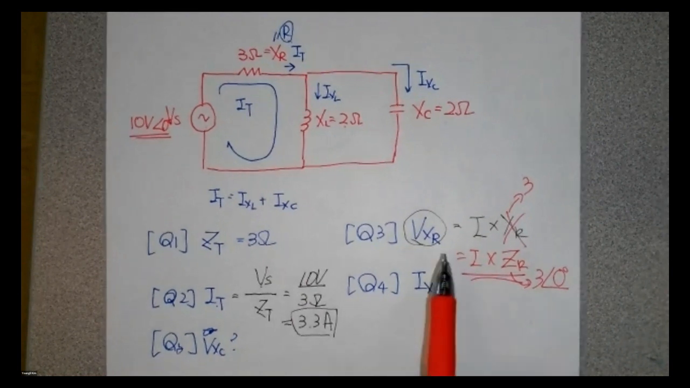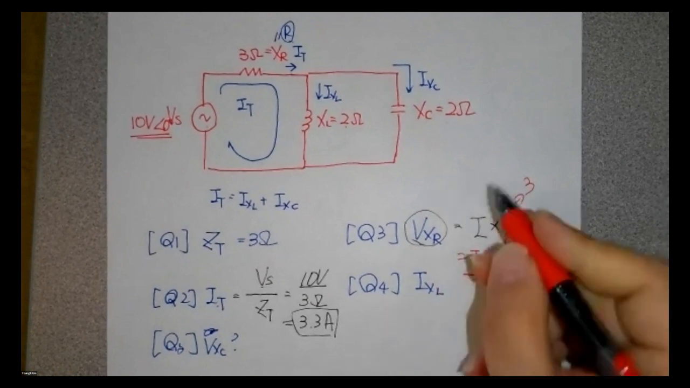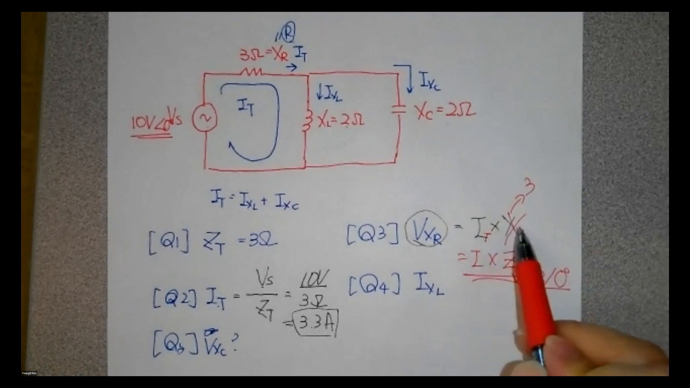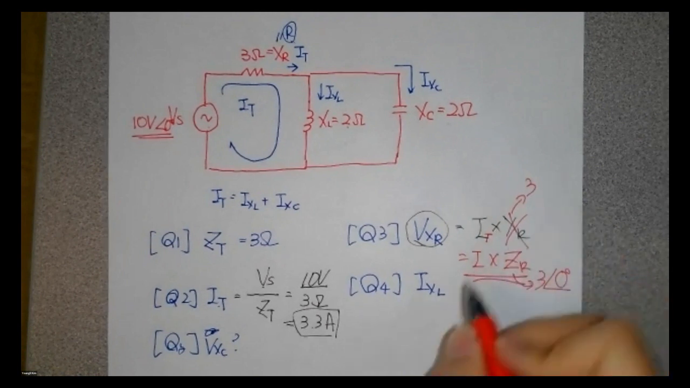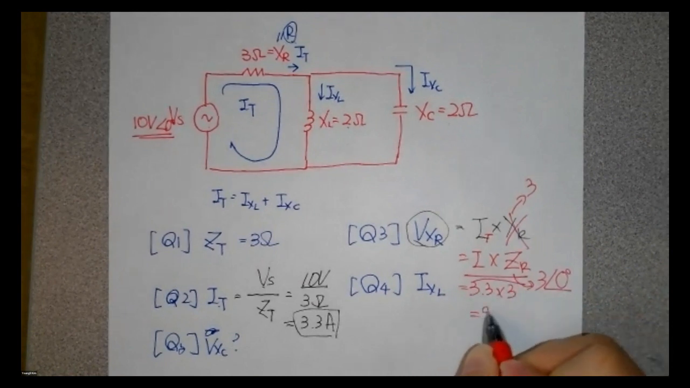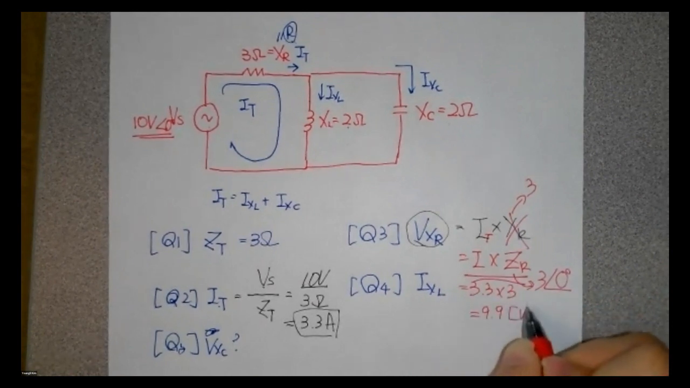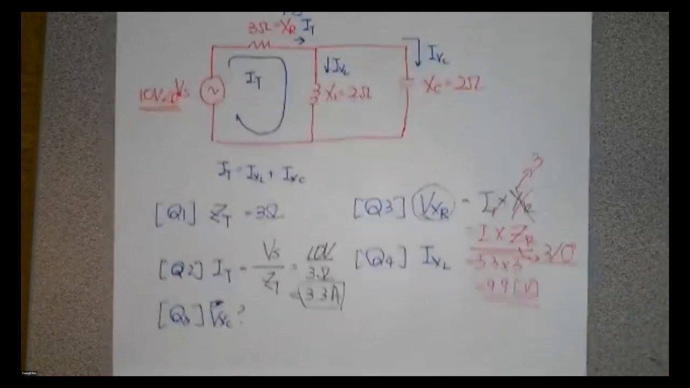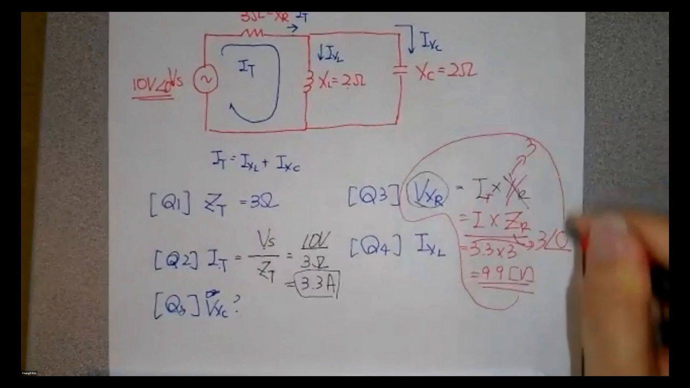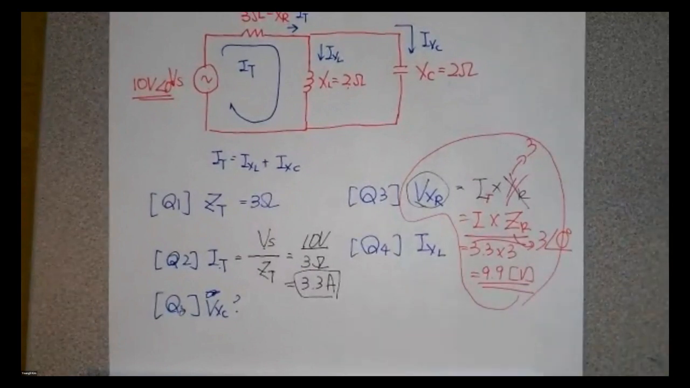Okay. So next one, maybe that is the I sub t times X. X is the 3. So 3.3 times the 3, 9.9 volt. 9.9 volt, I'm sorry, that is for the question 3. Okay. Any question? Okay.